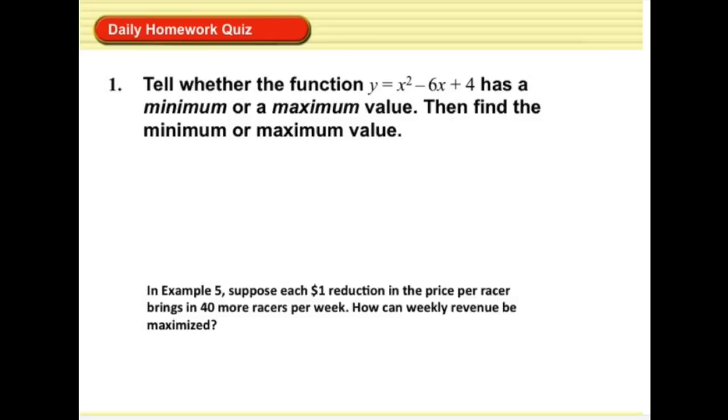Lastly, make sure that you're working on your daily homework quiz. Again, this is not something that I do with you. This is something you do on your own. You're responsible to bring it to class. These two problems: tell whether the function y equals x squared minus 6x plus 4 has a minimum or maximum, then find it. Very similar to what we did. And then in example 5, suppose the $1 reduction in price per racer brings in 40 more racers per week. How can weekly revenue be maximized? So same kind of question, it just changed the number of racers that we're adding. So that's definitely a trickier problem. Please try your best, do as much as you possibly can, and I will check it off for you in class.